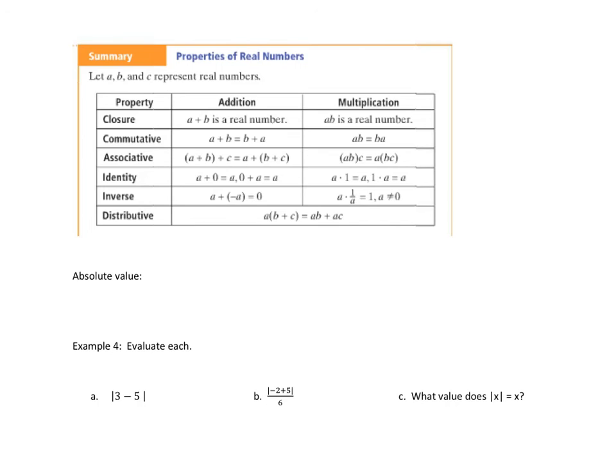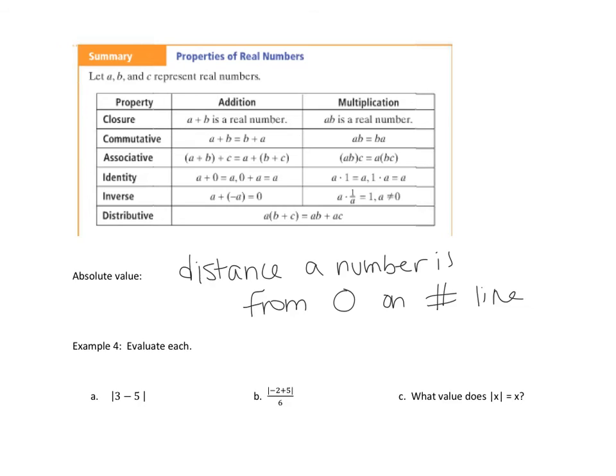Absolute value is the distance a number is from 0 on the number line. So if you have a number line and you have 5, you use these symbols. So this symbol means the absolute value of 5, or the distance 5 is from 0. So how far away is 5? Well, the absolute value of 5 is 5.